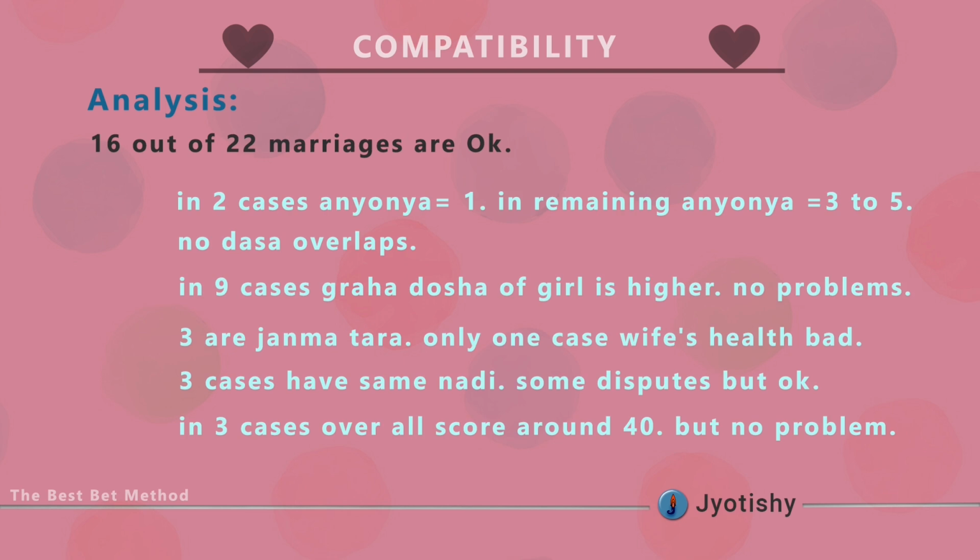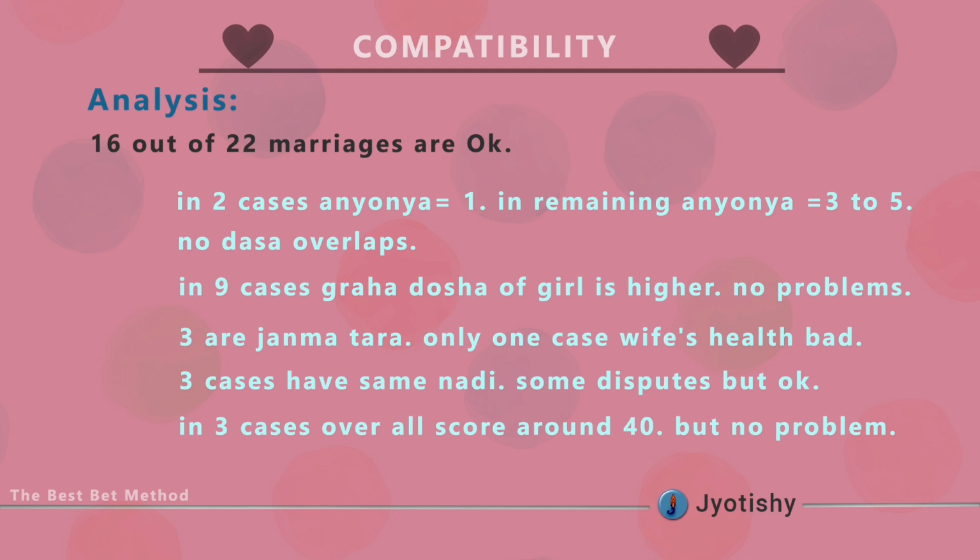Next, 16 out of 22 marriages are okay. Only in 2 cases Anyonya was 1. In all the remaining Anyonya was 3 to 5. This Anyonya is out of 5, okay, not considering Lagna. This best bet method doesn't consider Lagna to Lagna comparison. There are no Dasa overlaps at all.